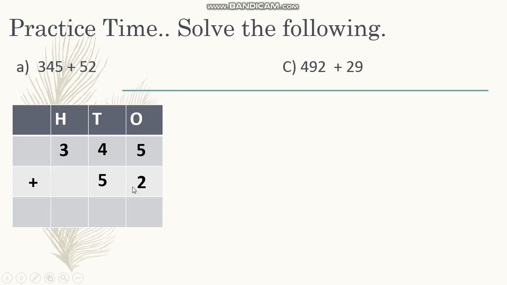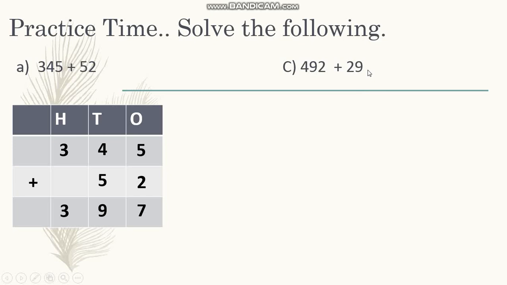Then I am putting plus. Now I am starting the addition from the ones place. So 5 plus 2 is 7, and tens place 4 plus 5. So 4 plus 5, what do you get? 9. And here at the hundreds place there is only the number 3, so your answer is 3. Right, so if you are doing 345 plus 52, what will you get as the answer? 397. Understood?